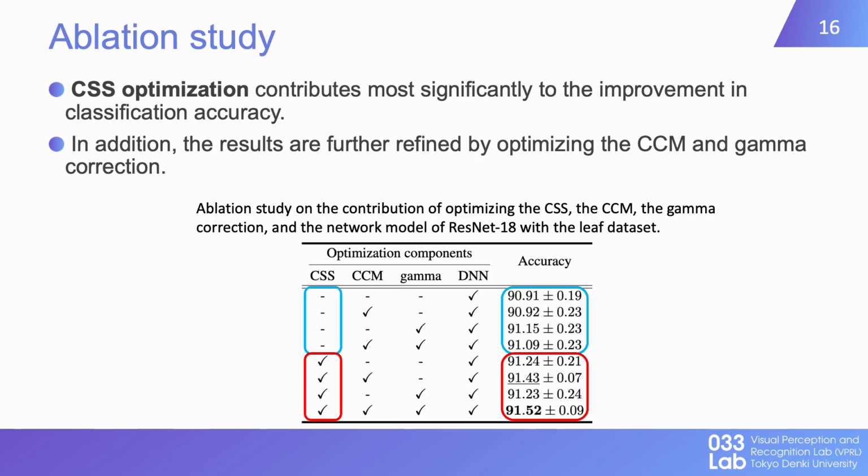Next, we conducted an ablation study. We used the leaf dataset and ResNet 18. Please look at the table. With CSS optimization, the accuracy jumps up. Adding CCM and gamma optimization makes it even better.